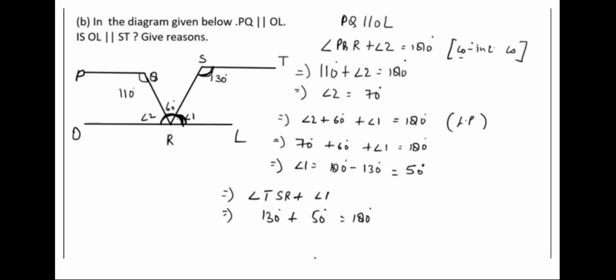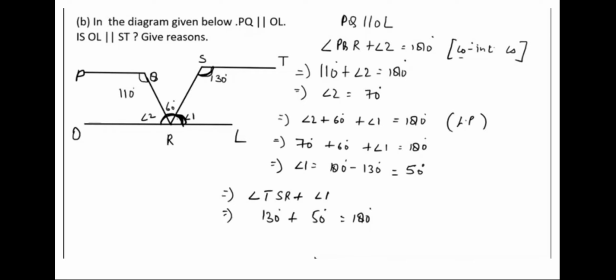This is part B. In the diagram given below, PQ parallel OL. Is OL parallel ST? We have to give the reason. From the figure, it is given PQ parallel OL. So we can say angle PQR plus angle 2, suppose this is angle 2, is equal to 180 degree, co-interior angles. This implies 110 degree plus angle 2 is equal to 180. This implies angle 2 is equal to 70 degree. Students, we got here angle 2 is 70 degree.